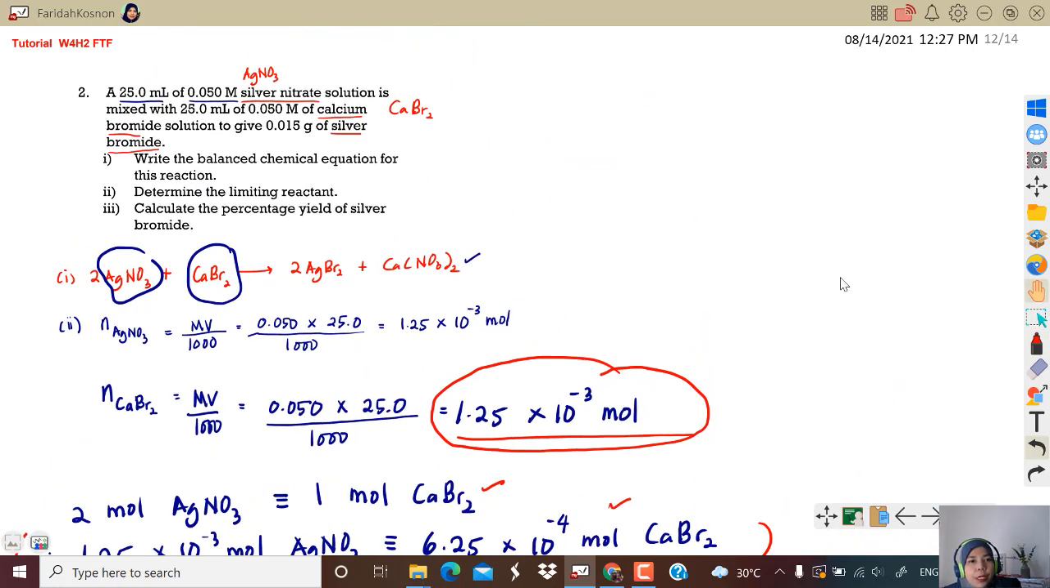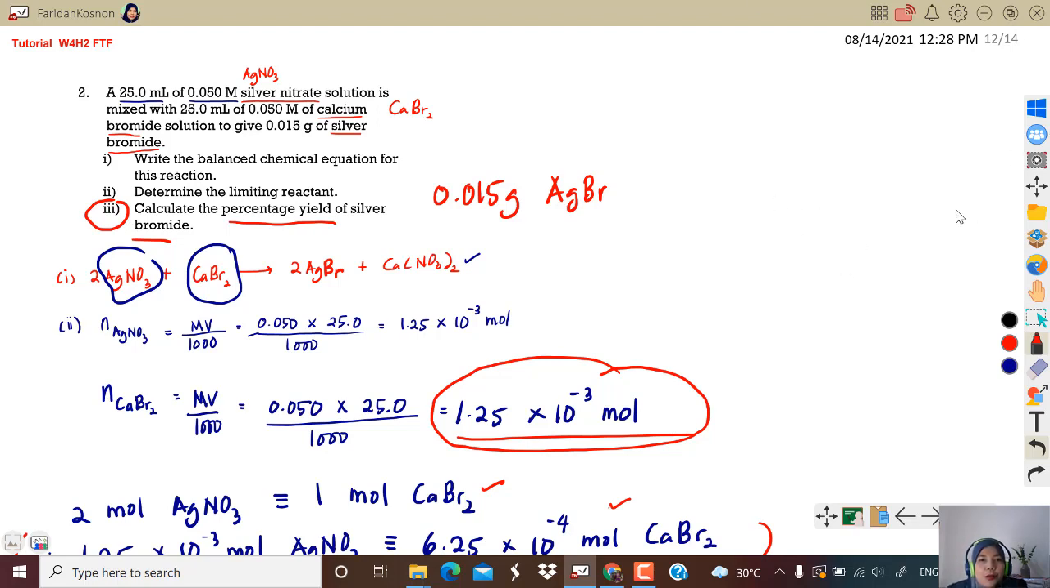For question number 3, we are going to determine the percentage yield of silver bromide if 0.015 gram silver bromide is formed. Okey. Jadinya sekarang kelas saya ada kesilapan di sini. Saya punya equation ni tersalah, this is not AgBr2. This is AgBr. Baru saya perasan. Sorry. I wrote it wrongly. Sorry for that.